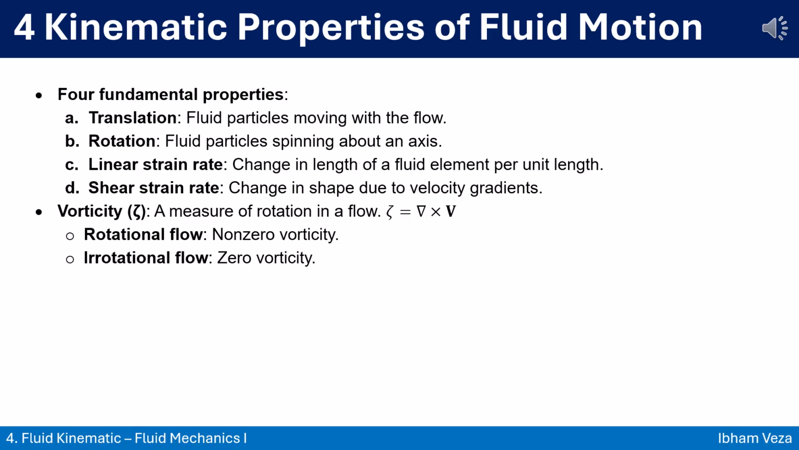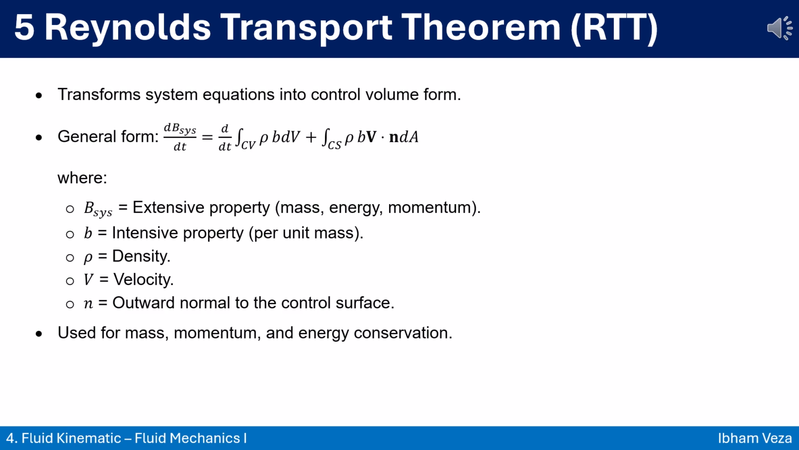butter on bread. To measure how much a fluid rotates, we use vorticity. When it's 0, the flow is smooth and irrotational, but when it's non-zero, it means the flow is swirling or rotating. These 4 properties help us understand not just where the fluid goes, but how it behaves along the way. 5. Reynolds Transport Theorem, RTT.